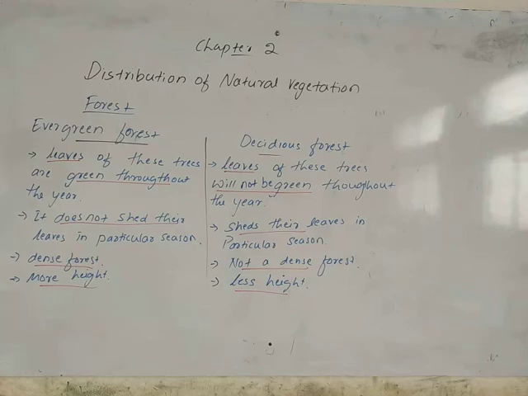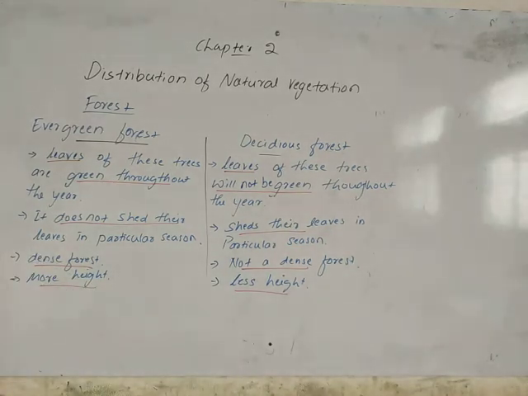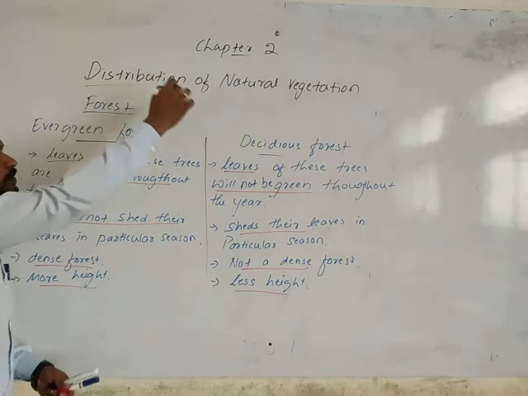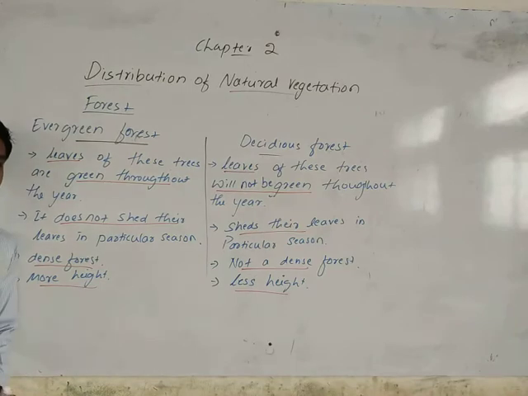That's it for this class. We discussed the distribution of natural vegetation. Next we'll go for conservation of natural vegetation. Today we discussed this topic, the distribution of natural vegetation. Right? And we have one more last concept of this chapter.